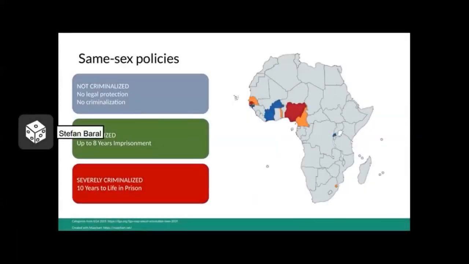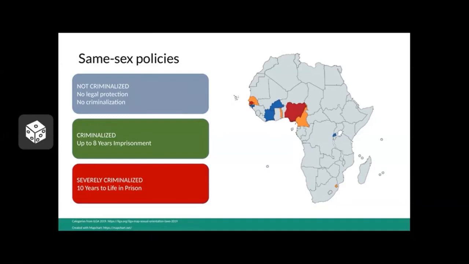To classify the policies affecting same-sex practices, we used a stratification developed by the International Lesbian, Gay, Bisexual, Trans and Intersex Association, otherwise known as ILGA. And broadly, they categorize countries as not criminalizing same-sex practices, which includes there being no legal protection but no criminalization, there being criminalization up to 8 years imprisonment, and finally severe criminalization where there is 10 years to life in prison.